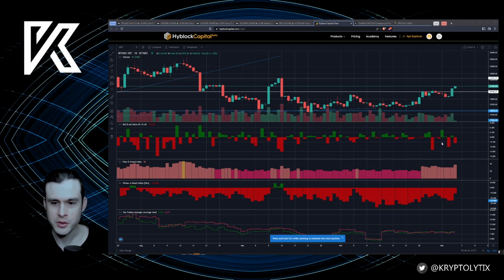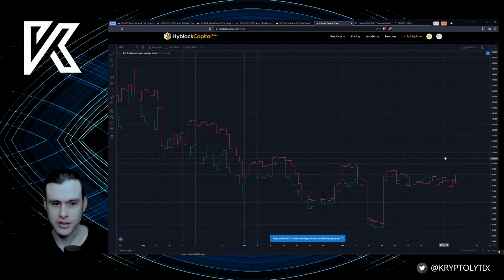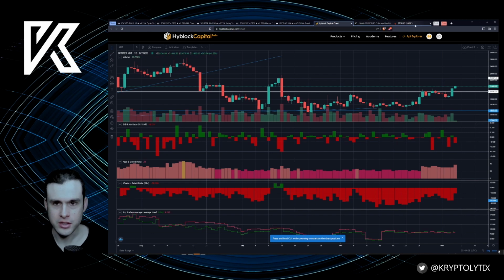But hey, I feel like we've still got some juice left in the tank, you know? We're not so greedy just yet. We're not really up to the 0 line just yet here. And the top traders are still relatively long in terms of the leverage used. It's sort of an indicator of how confident they are in the move, because you don't use a lot of leverage if you're not that confident. So that's the Hyblock chart.